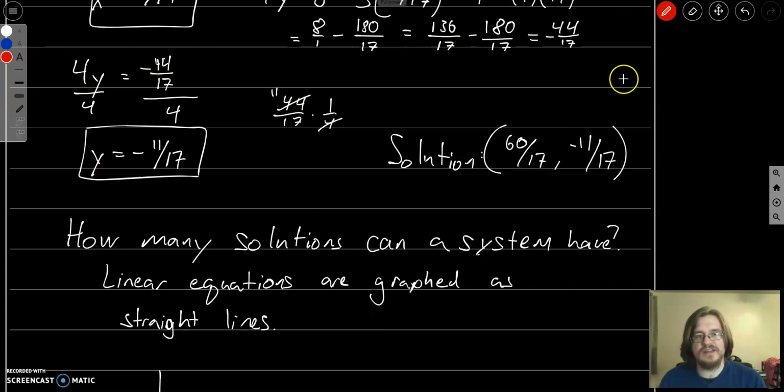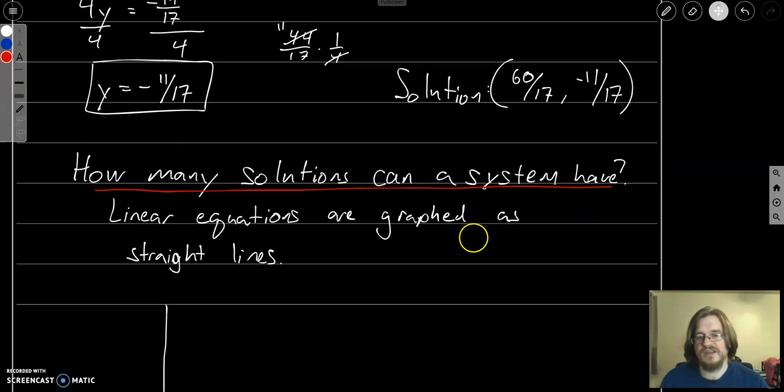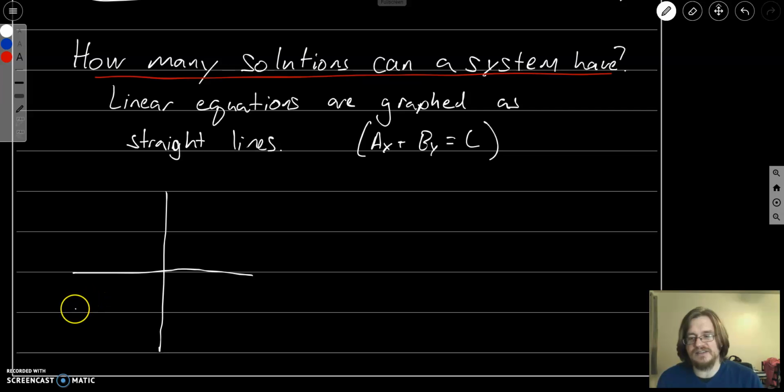One question that I think is very, very important is just how many solutions can a system of equations have? Thus far, we've only been finding one solution. The question is, does every system of equations have one solution? Could they have more than one solution? Could they have no solutions? So linear equations, as we've been graphing them, something like ax plus by is equal to c. This is called linear because it graphs as a straight line.